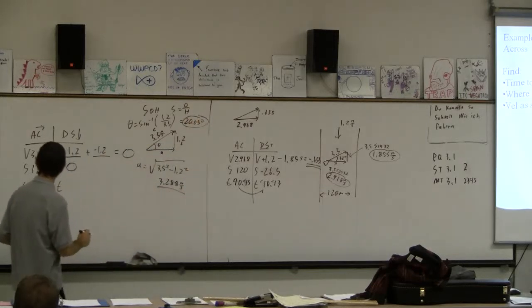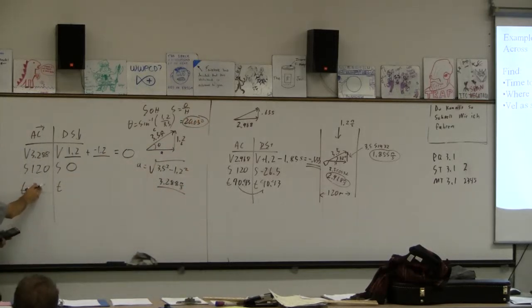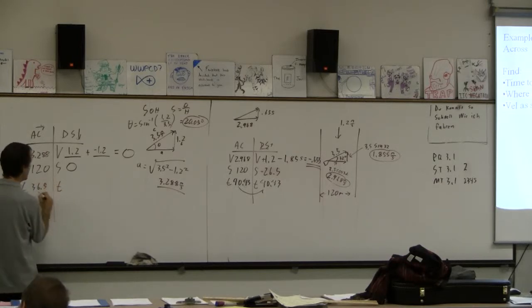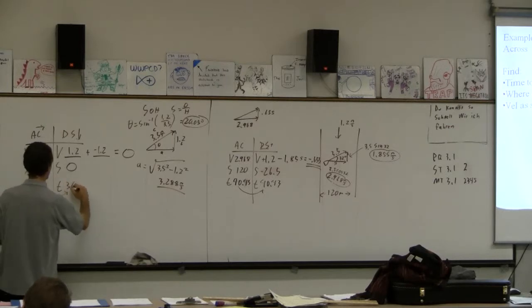Okay? Now, can we figure out the time to cross? Yeah. It's only moving straight across. Its velocity upstream or downstream is 0. That's the only motion it's got, right? And so the time is going to be this divided by this. So 120 divided by 3.288. Yeah, 36.5 seconds.